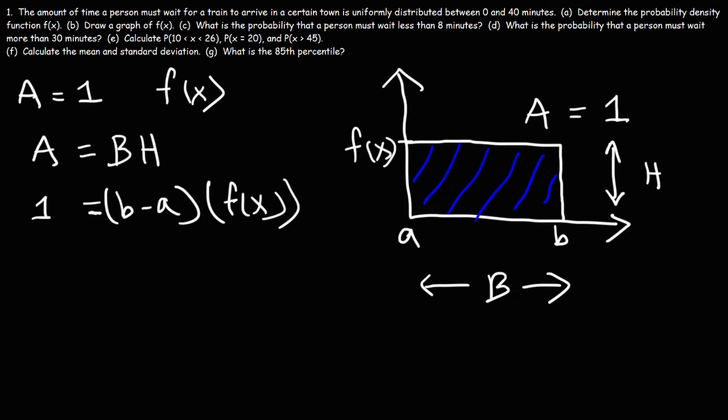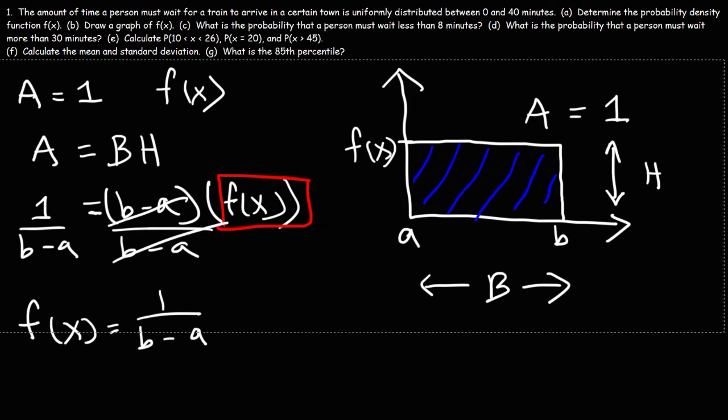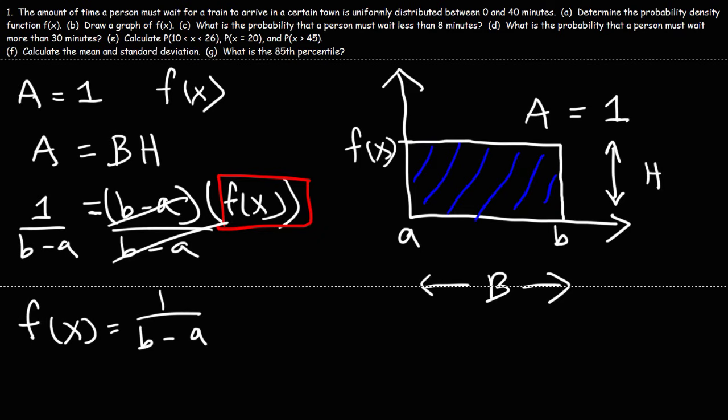So now let's solve for this variable f of x. To do so, we need to divide both sides by b minus a. And so the probability density function, f of x, is simply 1 over b minus a. So that's the formula that we're going to use to get the answer for part A.